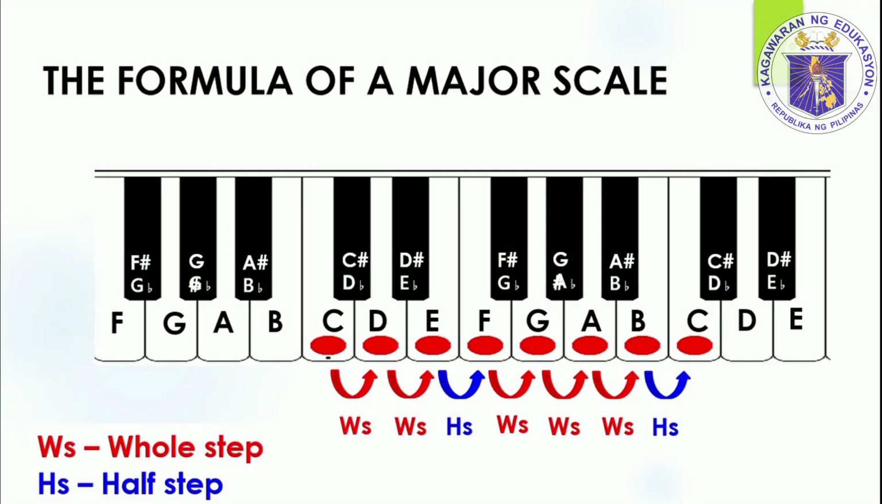Let's take a look at the formula of a major scale. In order to know how to construct a major scale and to fully understand the relationship of the keys on the scale and on the piano, it is important to be familiar with the whole and half step intervals. A half step is the shortest distance between two notes, while a whole step is composed of two half steps. The red curvy arrows represent the whole step interval, while the blue curvy arrows represent the half step interval.